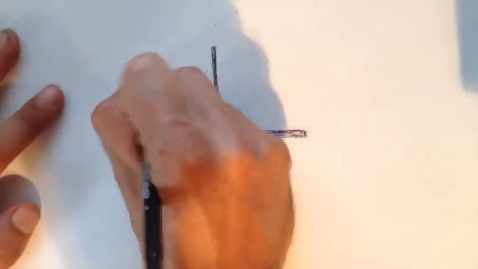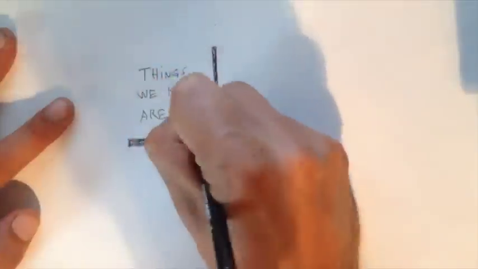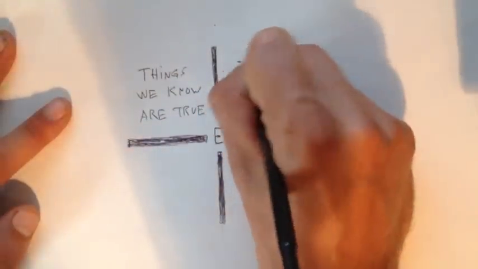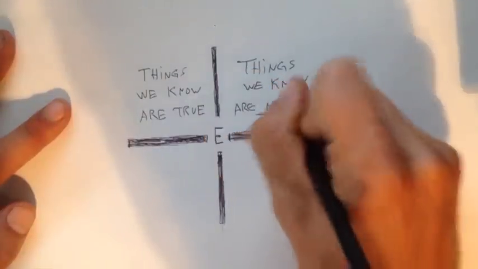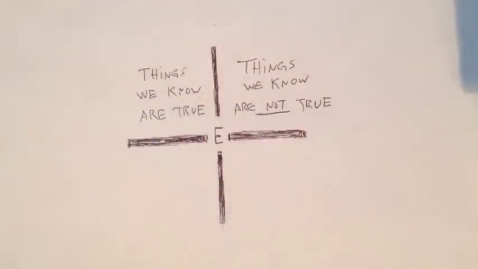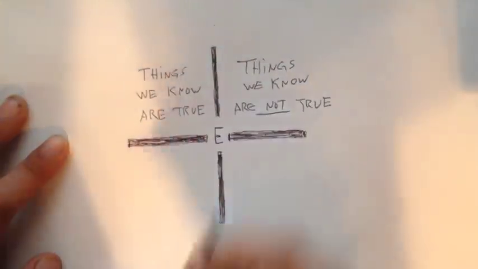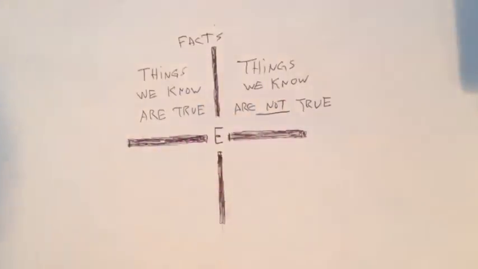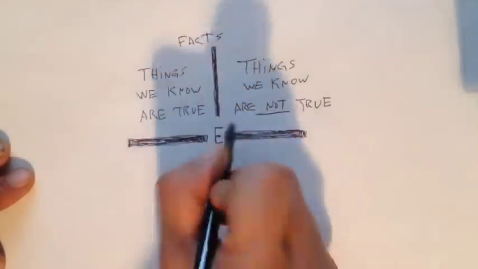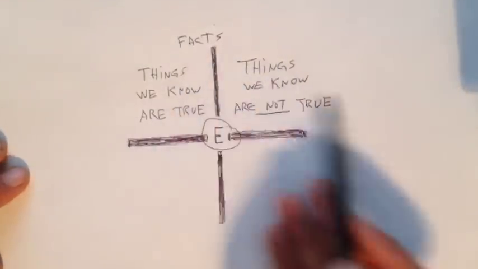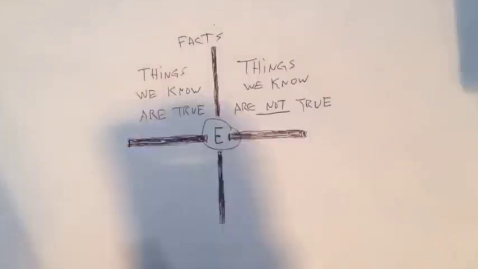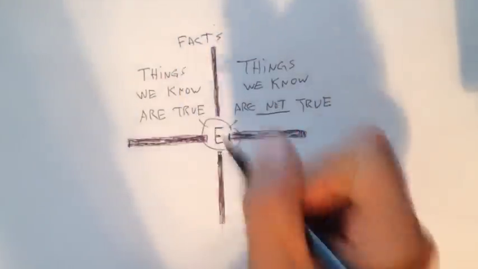So there are different types of truths. There are things we know are true, and there are things we know are not true. These are what we call facts. And how do we know? Well, we know some things are true based on evidence. And the things that we know are not true have been proven wrong, also based on evidence.